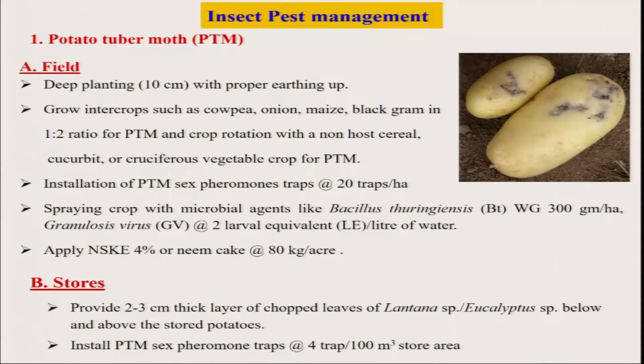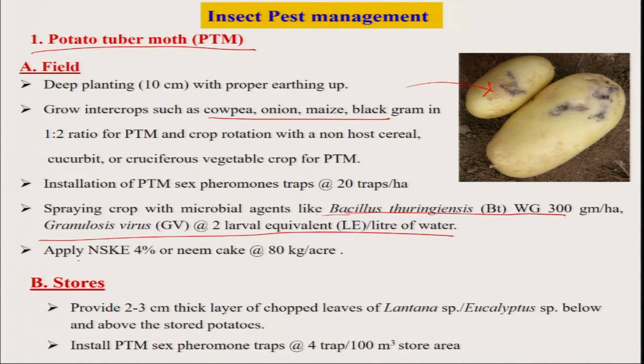Insect pests, there are different types of attack. One is the potato tuber moth. They not only attack in the field, but they also attack in the store. So, always you have to take care. We have to grow intercrops. We can also spray microbial agents, because we cannot use any insecticide. Bacillus thuringiensis and granulosis virus are advocated. Also neem seed kernel extract, or you can use neem cake at 80 kilo per hectare. So, these are organic sources of insecticide or fungicide that you have to promote.